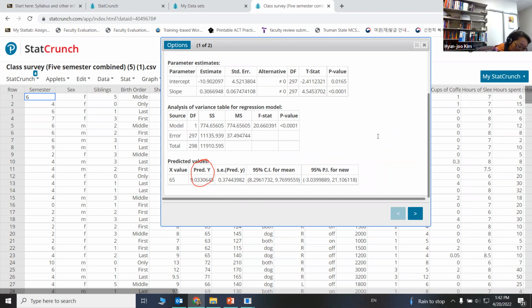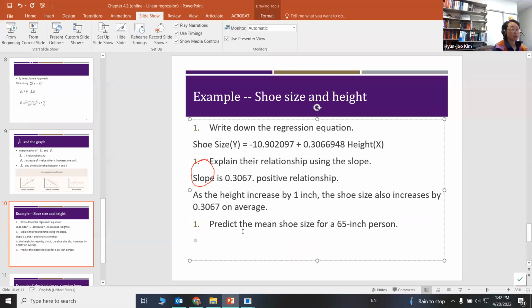So 9 point, this value, I can go back. I erased the formula, but your y hat is equal to 9.033. So you will expect the average 65-inch person will have a size 9 of shoes approximately. So that's how we can use this equation.